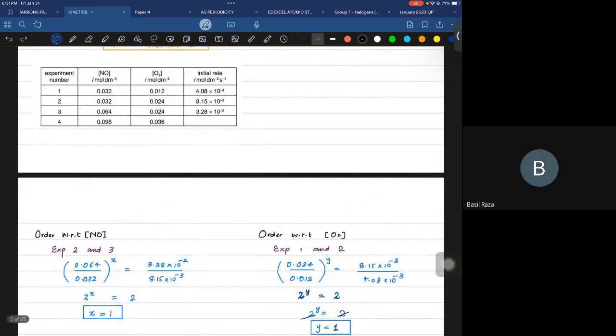I took experiment 2 and 3, okay, 0.064 over 0.032, so this is 2. And then this is 3.28 over 8.15.